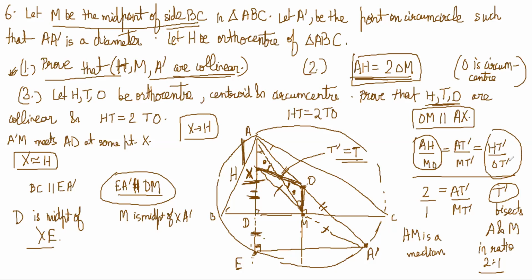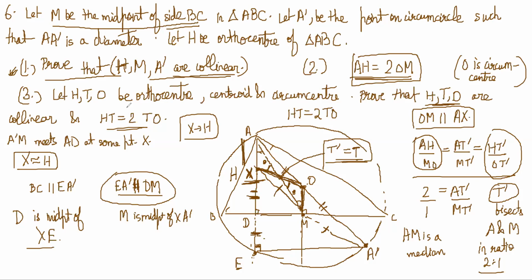T dash is now T, no? T dash we have proved it is equal to T, which is the centroid. So HT is equal to 2TO comes. So basically we have proved all the Euler line properties, right? We have proved that H, T, O are collinear and HT is equal to 2TO.